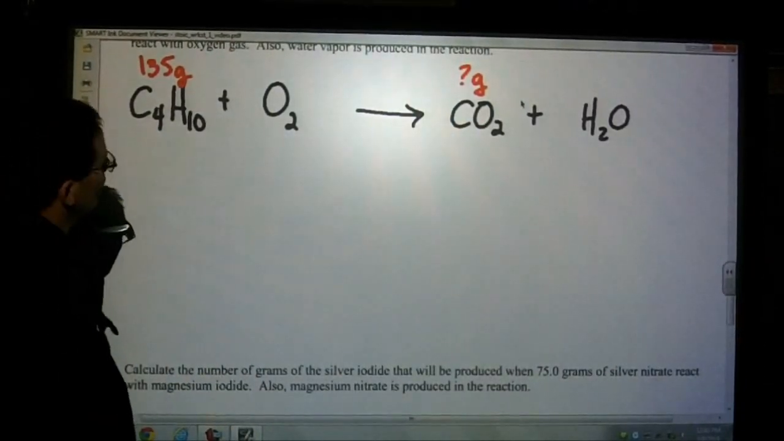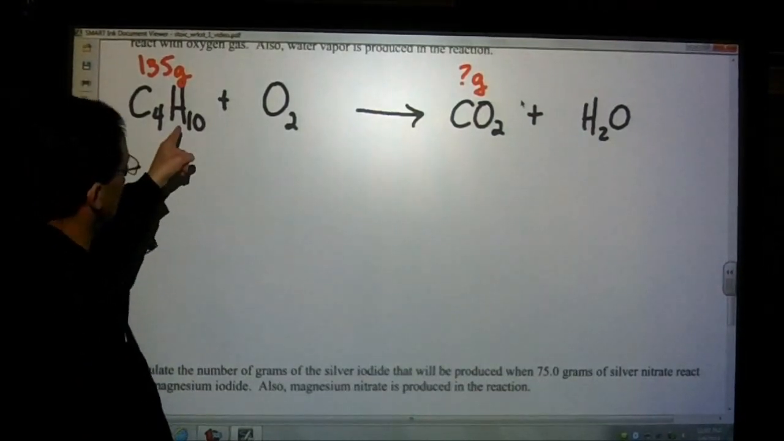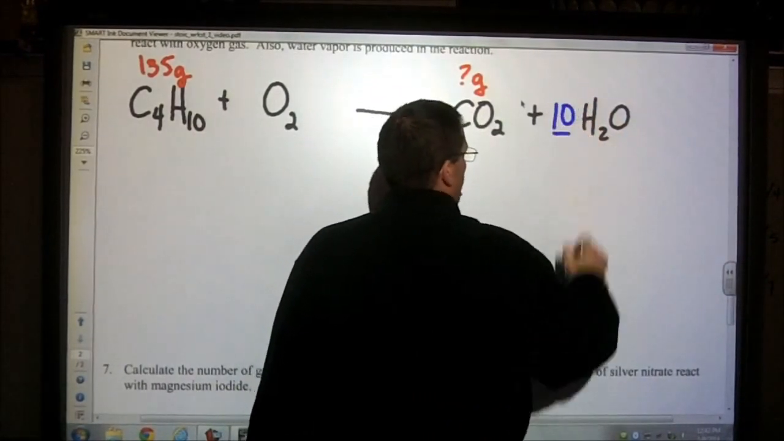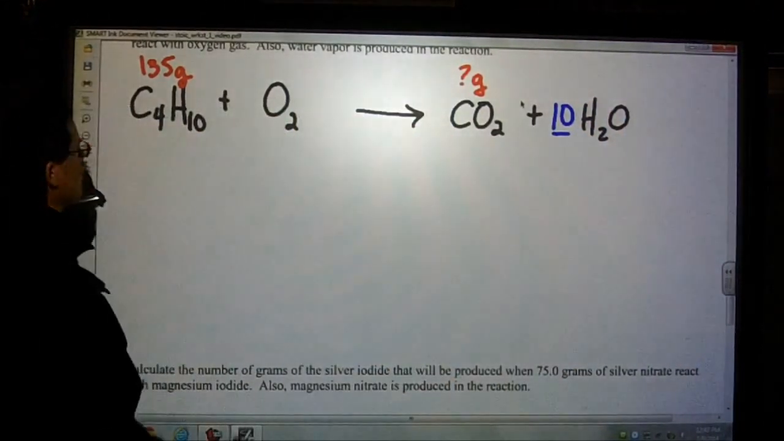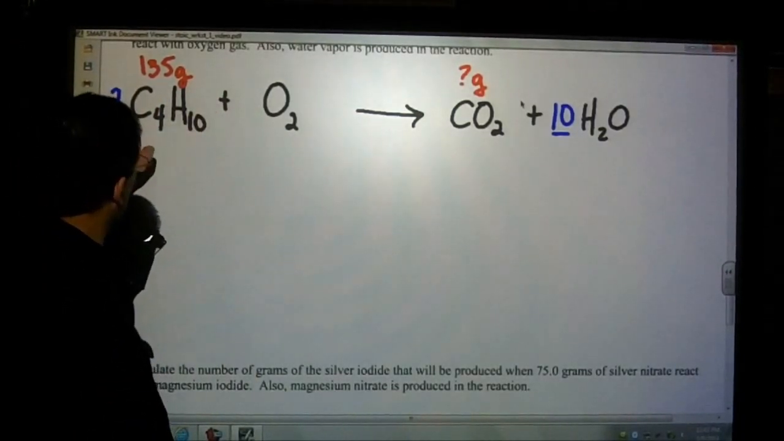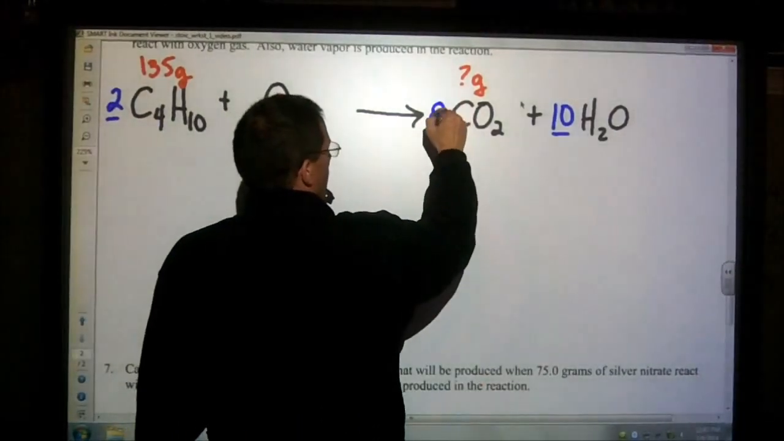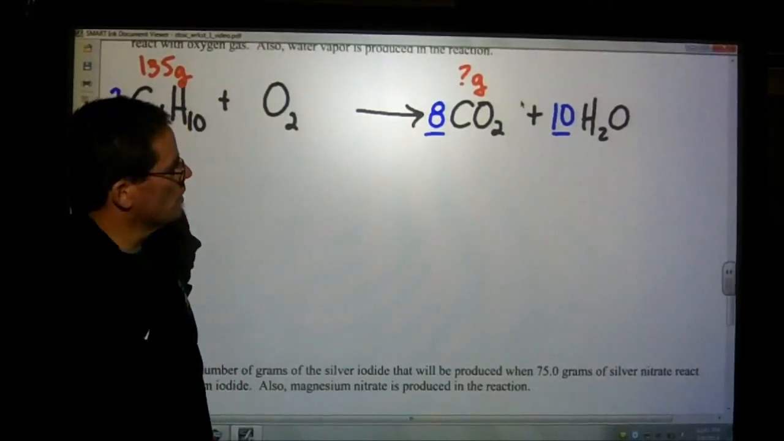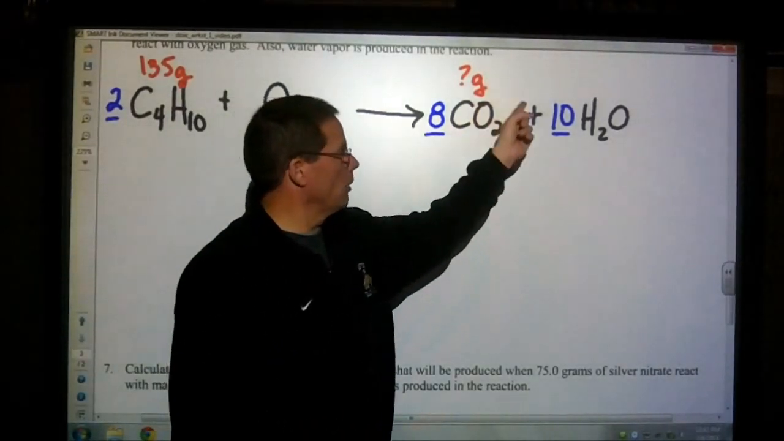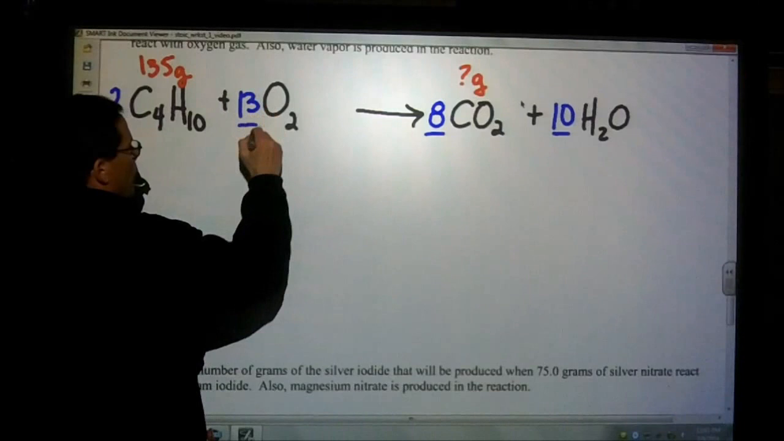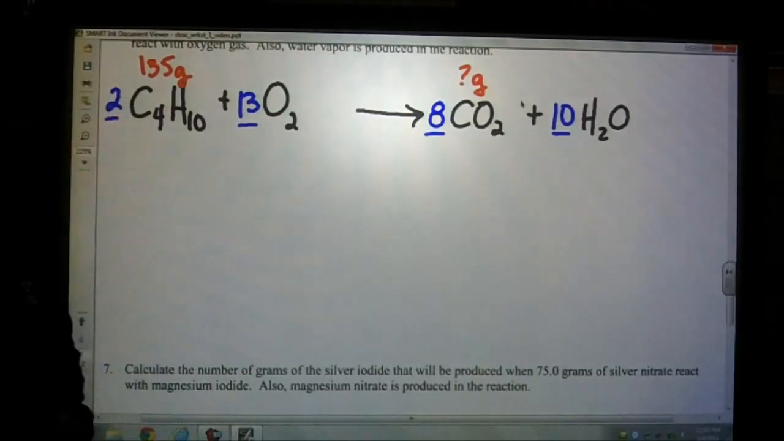All right, so step 1, is this balanced? Well, we have 10 hydrogen here. If I put a 5 here, that's going to give me an odd number, so I'm going to double that. So now I have 20 hydrogen, so let's put a 2 there. Okay, so my hydrogens are balanced. My carbon, I have 8, so I'm going to put an 8 there. So my carbons and my hydrogens are balanced, so now let's do the oxygen. So 8 times 2 is 16, plus 10, which is 26. So 26 divided by 2, 13. Okay. So there is my balanced equation for butane.